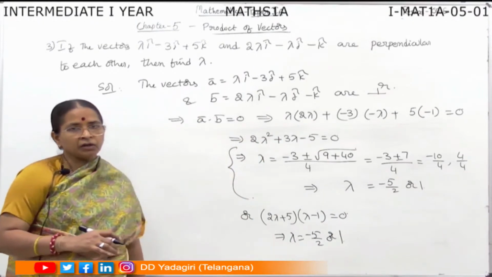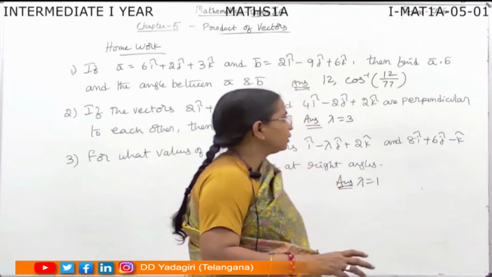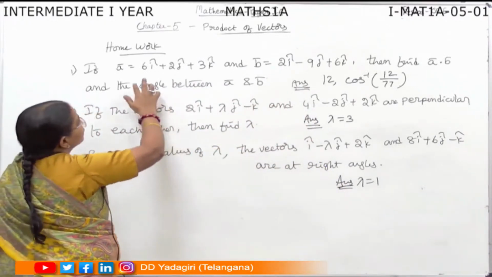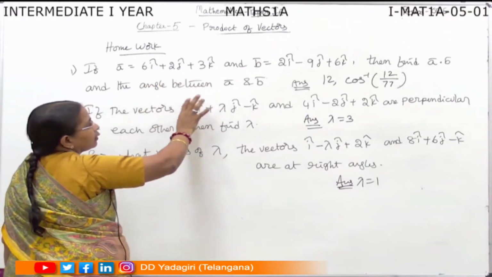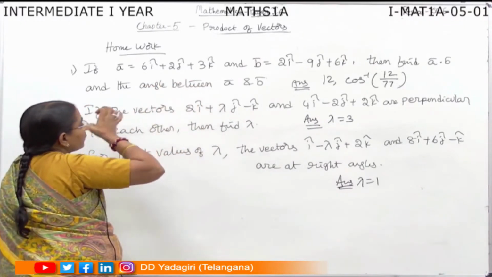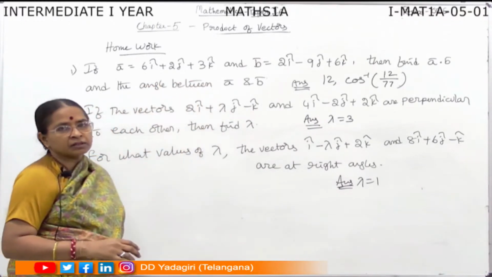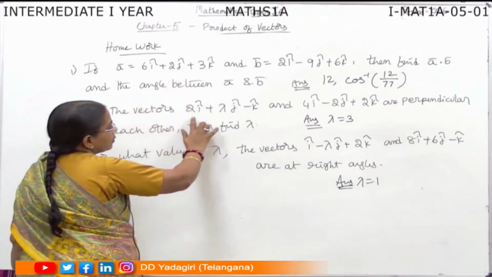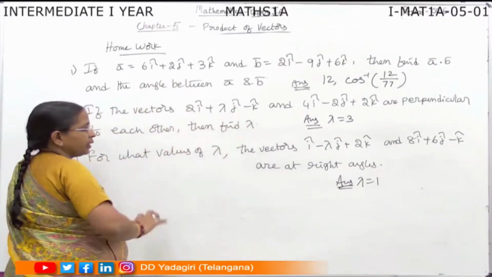Now take down this homework. We solved similar problems just now. A and B are given. Find the angle between them. You know the formula. The angle between the vectors is cos inverse of A dot B by mod A mod B. And these are two vectors which are perpendicular to each other.